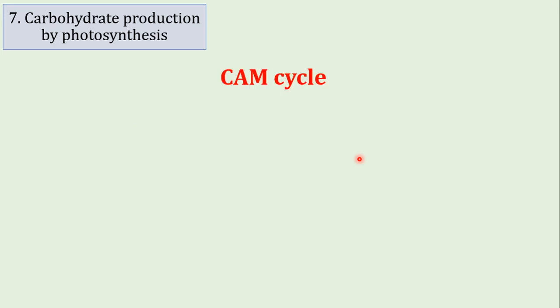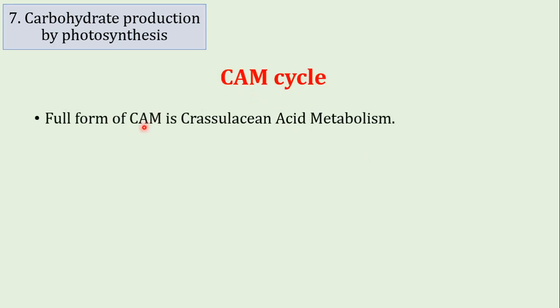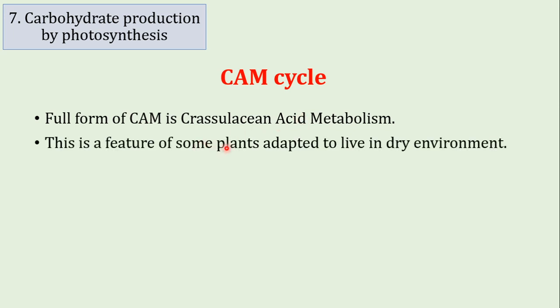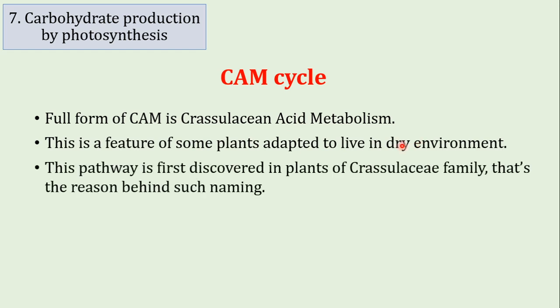Now we will talk about the CAM cycle. The full form of CAM is crassulacean acid metabolism. This special type of carbon reduction process is an adaptation mechanism of plants which live in dry environments. So why is this cycle named such? Because this pathway of carbon reduction was first discovered in plants of the Crassulaceae family. That's why this chemical cycle is called crassulacean acid metabolism.